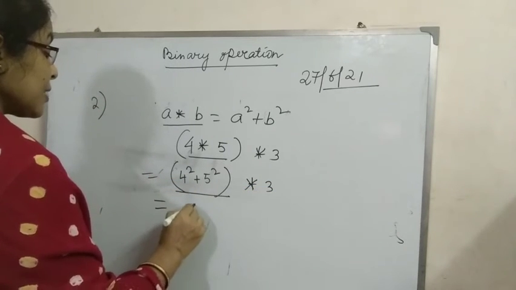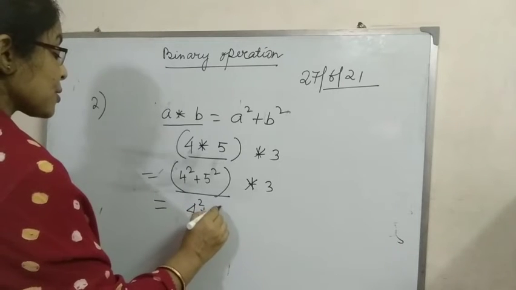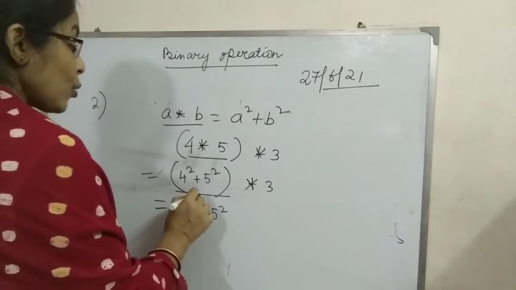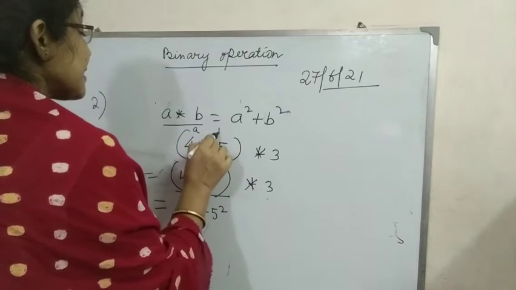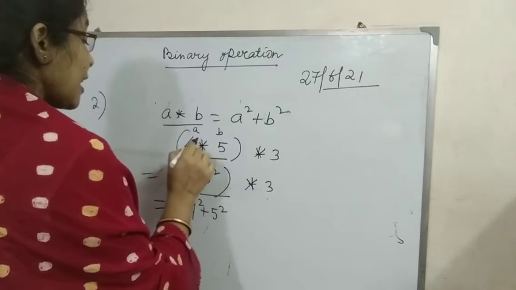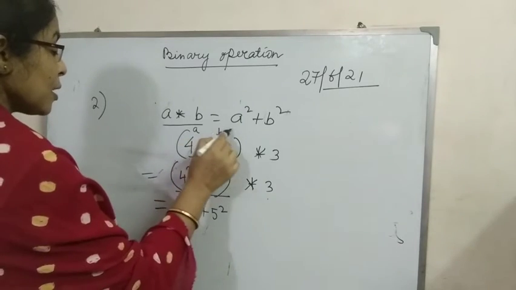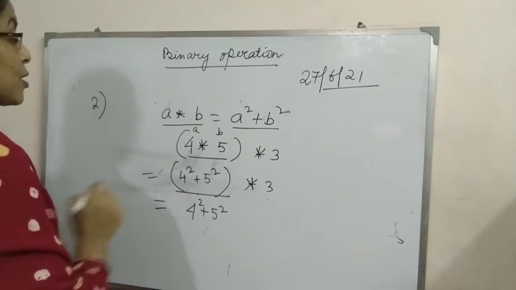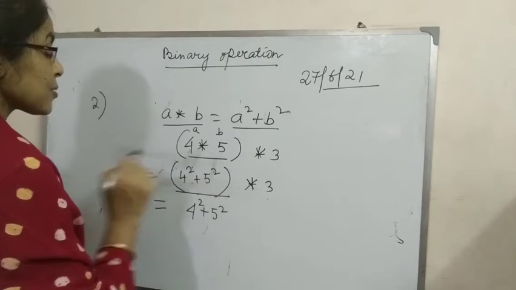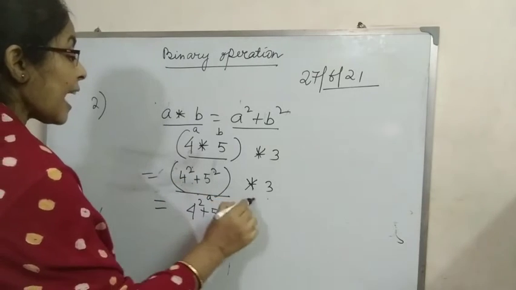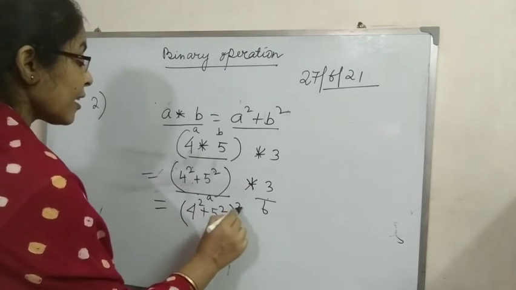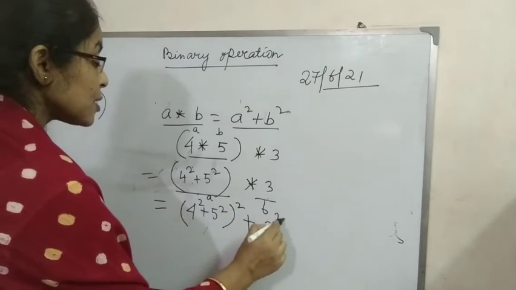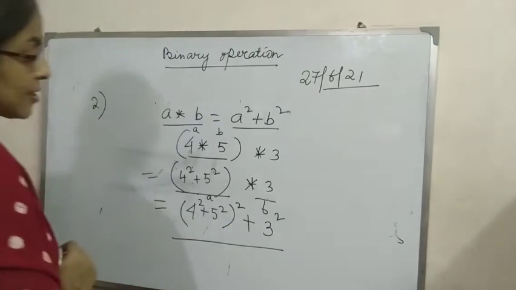So I can write 4 square plus 5 square. This is A and this is B. So for A operation B equal to A square plus B square, I can write 4 square plus 5 square. Here this is A and this is B. So I can write A square plus B square. This is the answer.